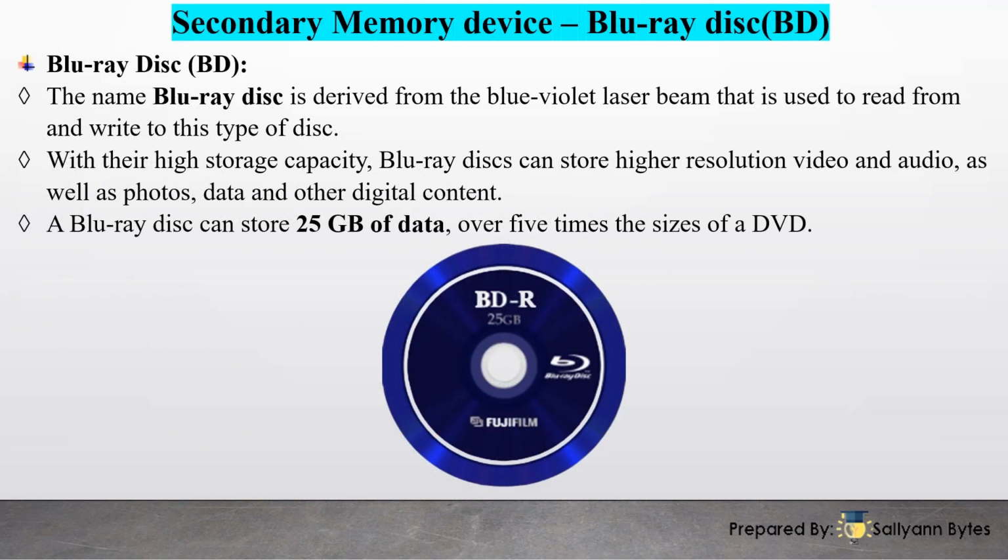The next secondary memory device is the Blu-ray disc, BD. The name Blu-ray disc is derived from the blue-violet laser beam that is used to read from and write to this type of disc. With their high storage capacity, Blu-ray discs can store higher resolution video and audio, as well as photos, data, and other digital content. A Blu-ray disc can store 25 gigabytes of data, over 5 times the size of a DVD.